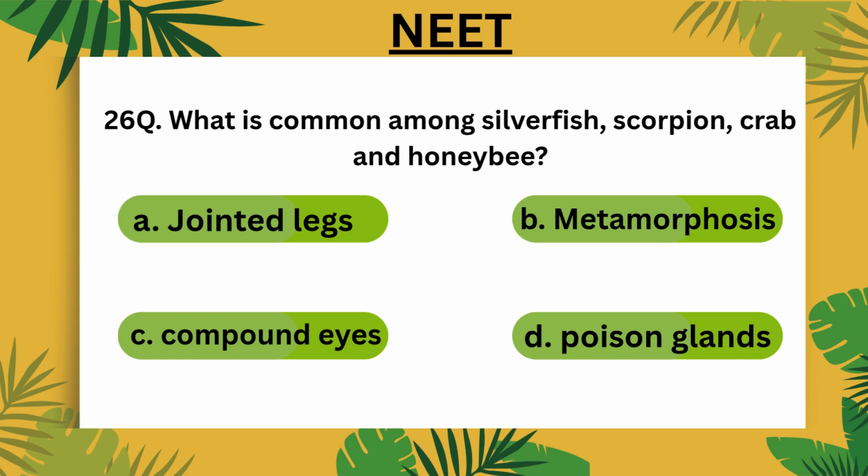Twenty-sixth question. What is common among silverfish, scorpion, crab and honeybee? A. Jointed legs. B. Metamorphosis. C. Compound eyes. D. Poison glands.